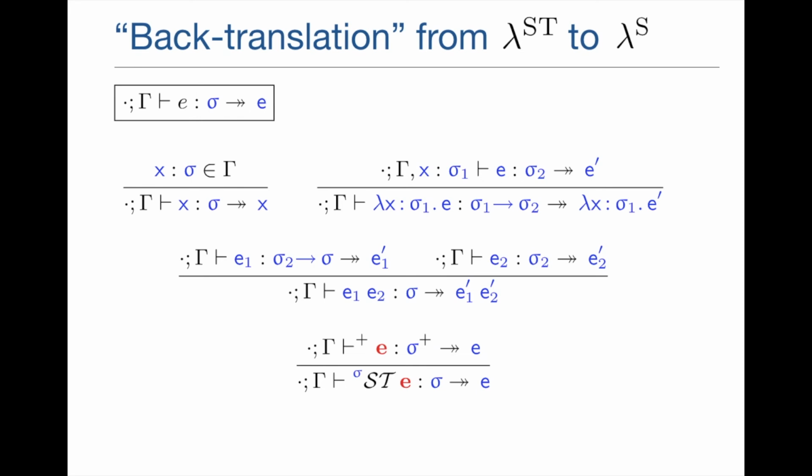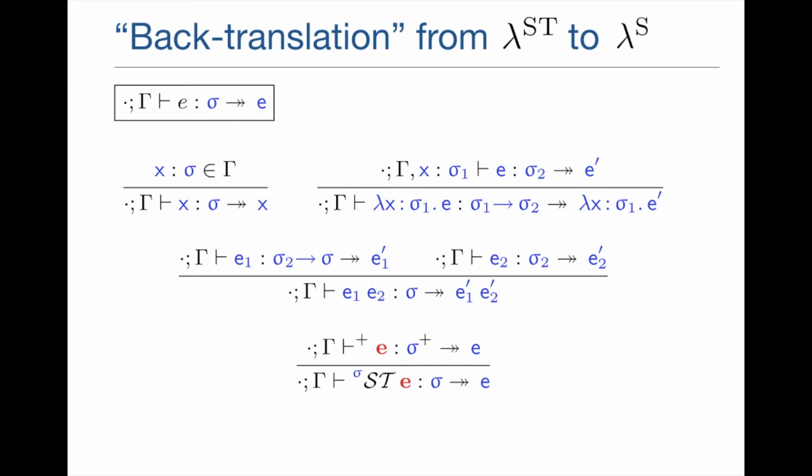So now we get to this interesting part where we show that we can back translate from the multi-language to the source language. So the first three rules are just saying that you can back translate terms in the source language into the source language, which is trivial. But it gets more interesting when we get to this boundary case.